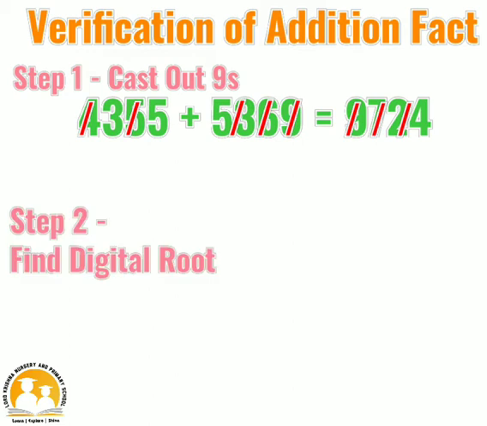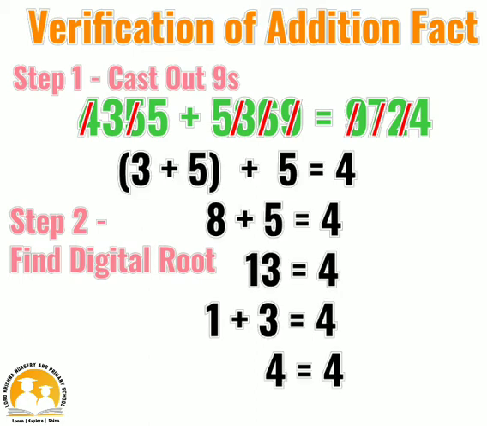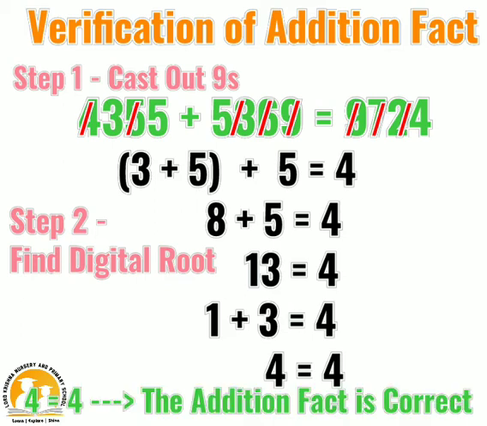Now, step 2 is to find the digital root of each number. How do we find the digital root of the numbers? By adding all the digits in it. So 3 plus 5 is 8. 8 plus 5 is 13. 13 is equal to 4, since 1 plus 3 is equal to 4. 4 is equal to 4. So, both the numbers are equal on both the sides, right? Therefore, the addition statement or the addition fact given is correct.